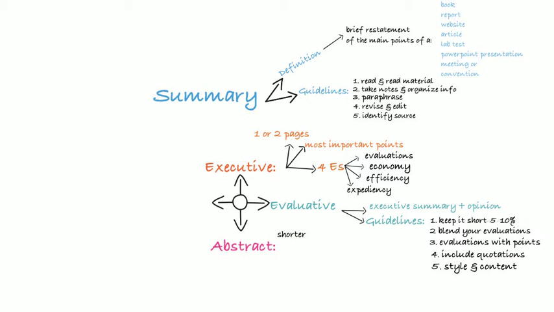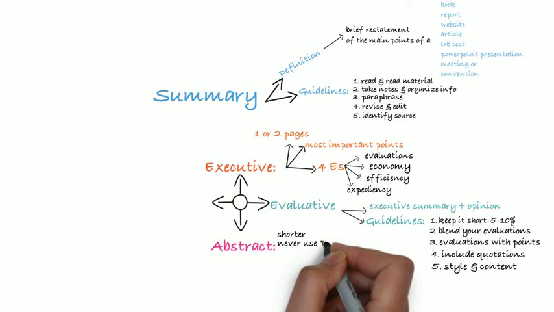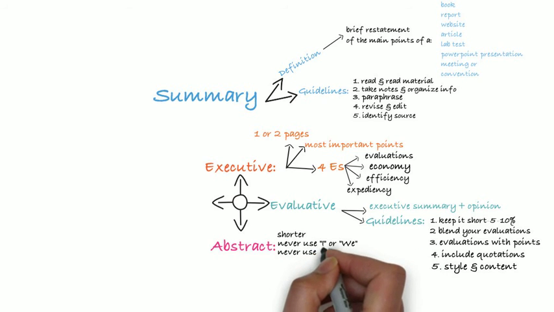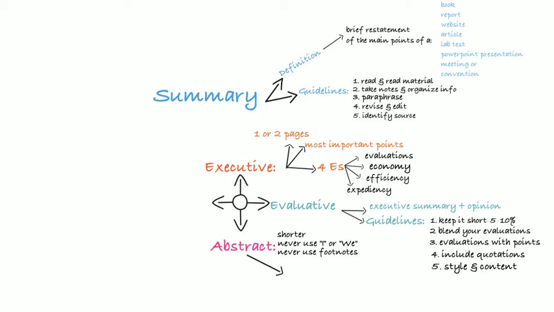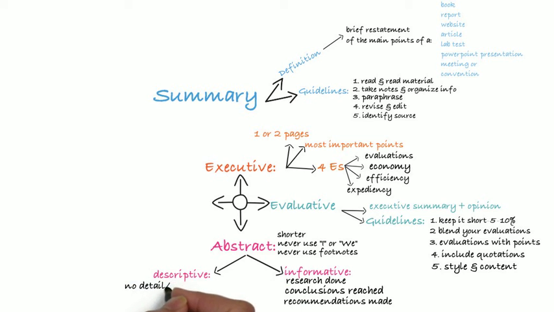The first person singular or plural, that is I or we, is never used, and footnotes are never incorporated. There are 2 distinct types of abstracts: an informative abstract, which indicates what research was done, what conclusions were reached, and what recommendations were made. The second type of abstract is a descriptive abstract, which does not go into detail or provide conclusions, but it indicates what topics a work discusses, but not how or why they are discussed.